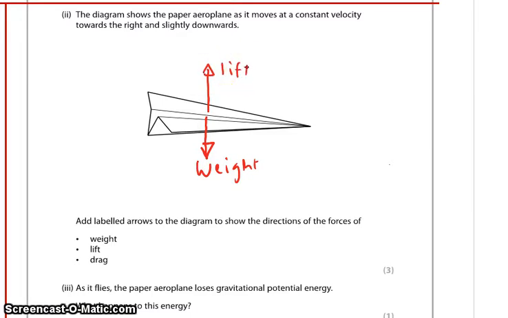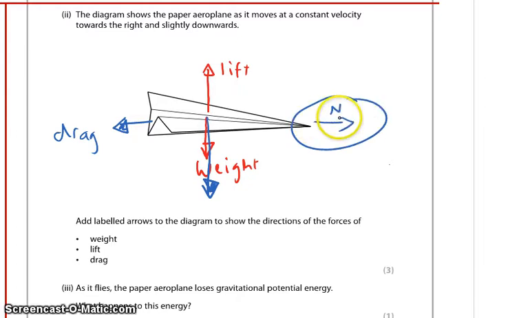If it's going slightly downwards though, then we've got to make sure that we show the weight as being greater than the lift. Okay, so this arrow here is going to be bigger. Now, if it's moving to the right, then the drag is going to be in this direction here. Okay. Now, once the paper airplane has left the hand, there is going to be no force in this forward direction. Okay, so the only way it can really go at a constant velocity is if there is no drag here as well.